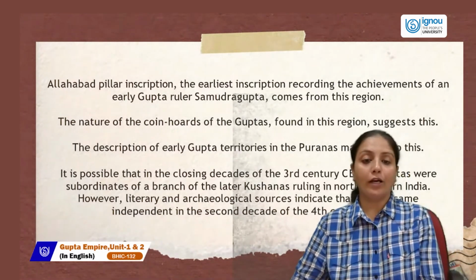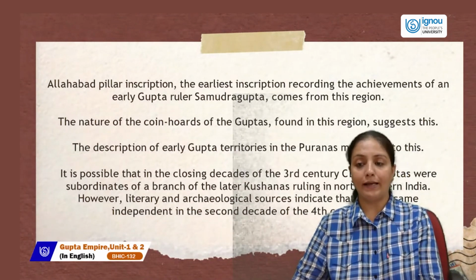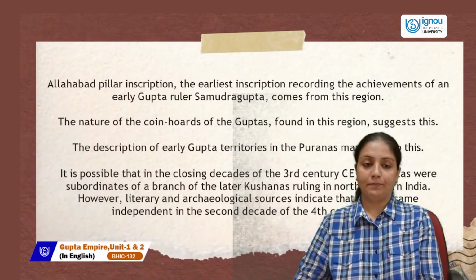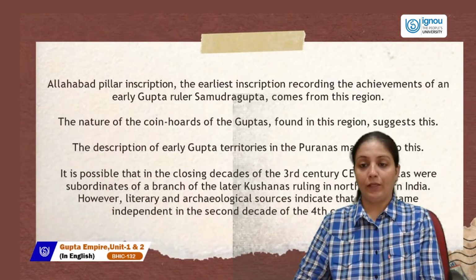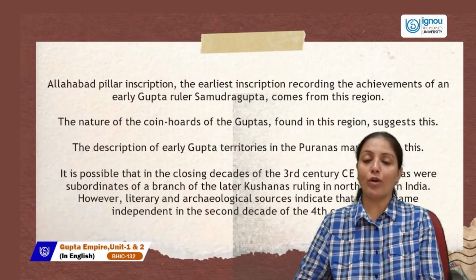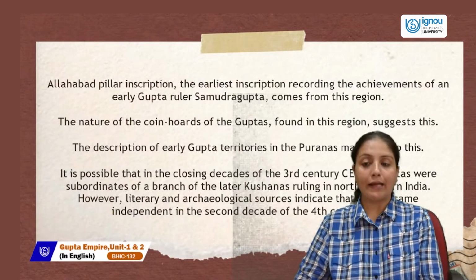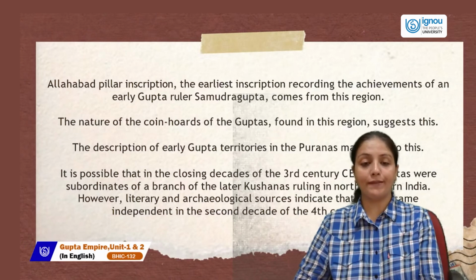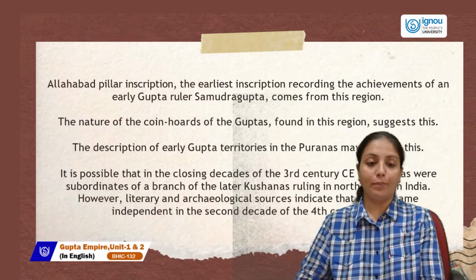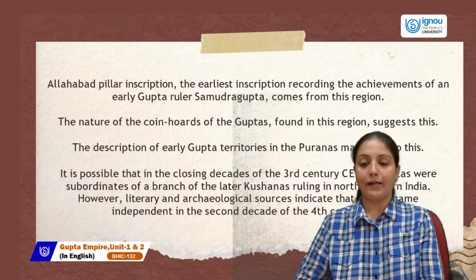The description of early Gupta territories in the Puranas may point to this. We have studied about the Puranas. There were 18 Puranas of that period. It is possible that in the closing decades of the 3rd century CE, the Guptas were subordinates of a branch of the later Kushanas ruling in northwestern India.